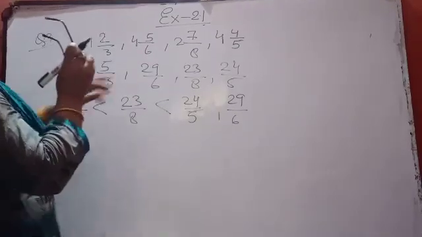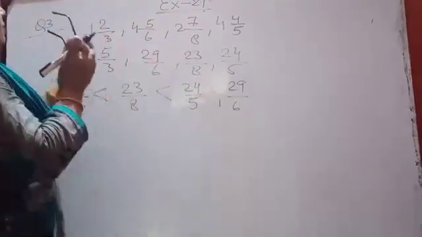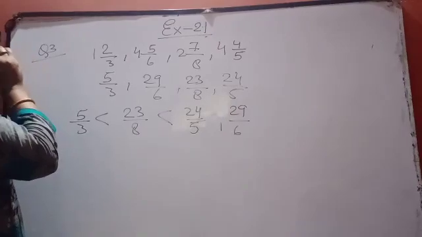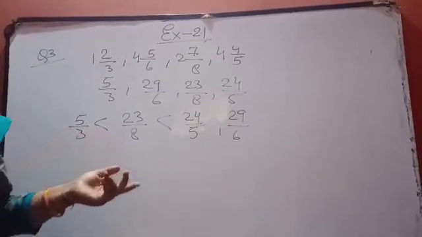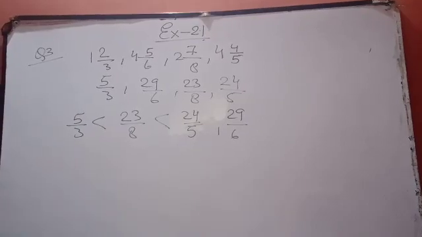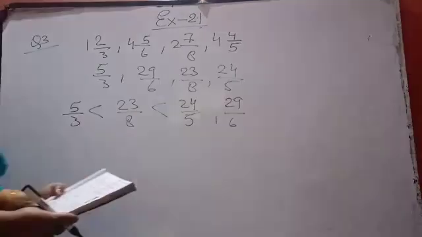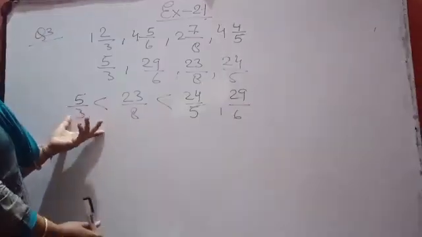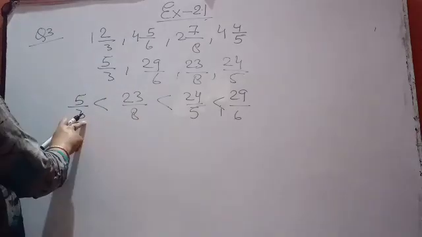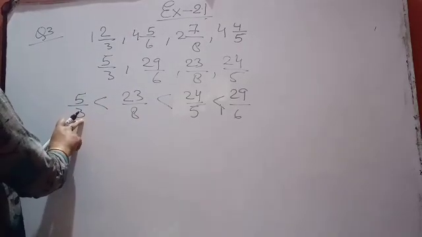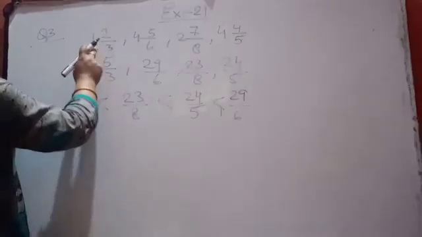Beta, by mistake from exercise 2.1 question number 1 I have not written the last line. You have seen that when we were finding which order it was, ascending order, up to here I have written, but I forgot to write the final answer. See here, 5 upon 3, what is that?